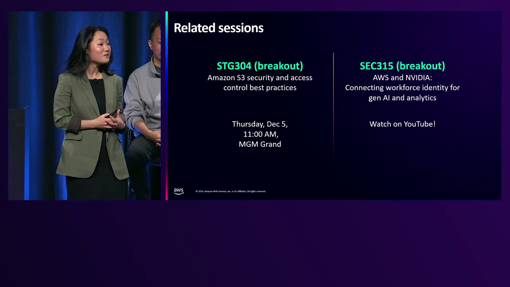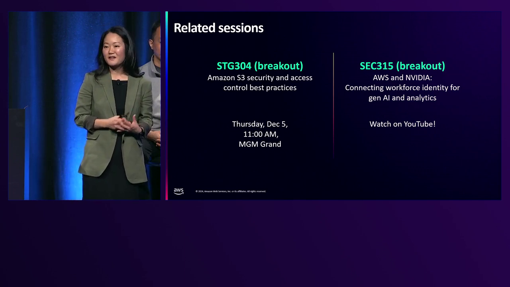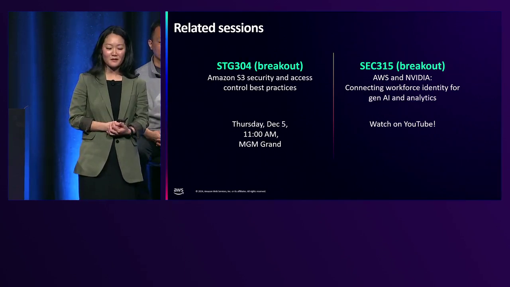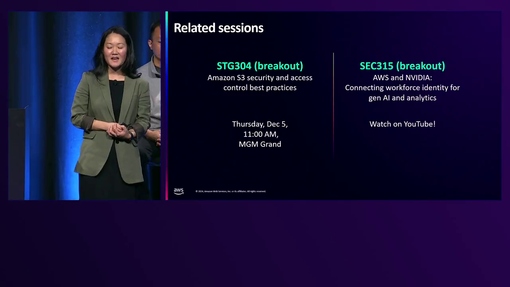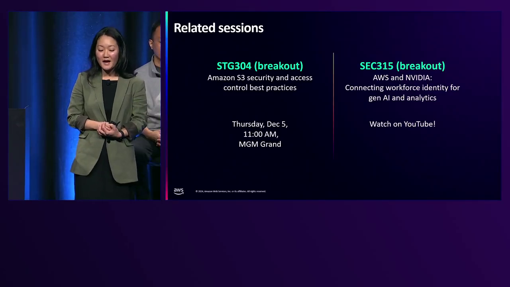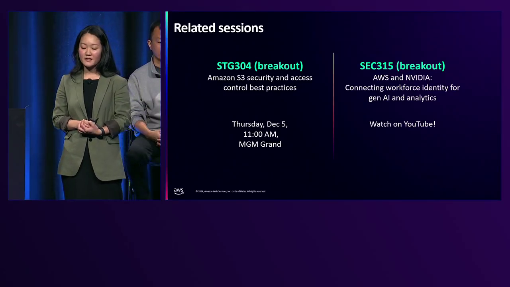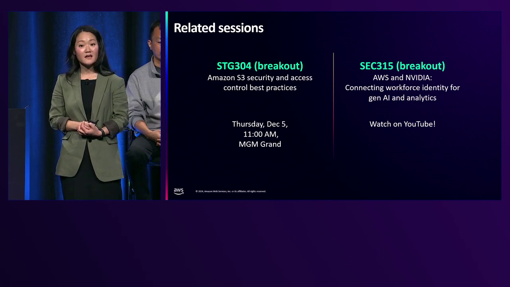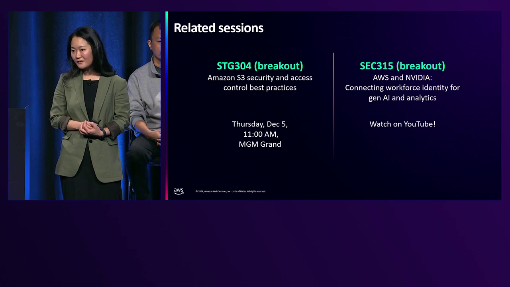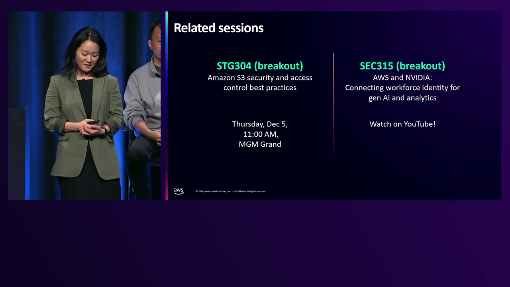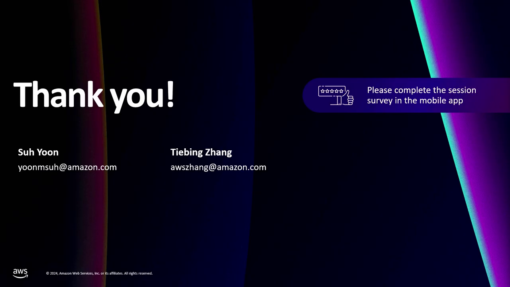And if you want to keep talking about web apps, there's a few more opportunities for you to do so. So first is a session happening tomorrow, STG217-NEW, Amazon S3 security and access control best practices. We encourage you all to check that out. And also STG217, connecting your workforce identity for Gen AI and analytics. This already happened, but the recording will be on YouTube, so really encourage you to watch that as well.